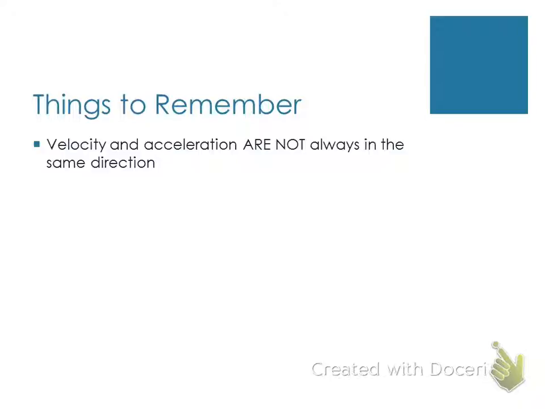We saw this as an example when we threw the object in the air upward. Our initial velocity was positive, but our acceleration is always negative. So they don't have to be in the same direction, and that's okay. That is all right.